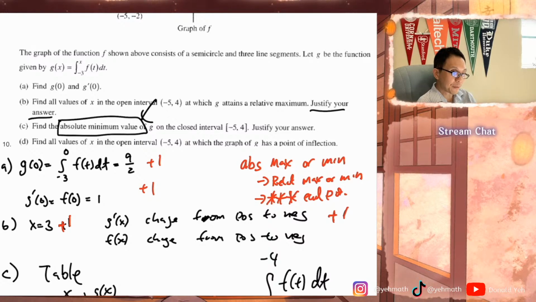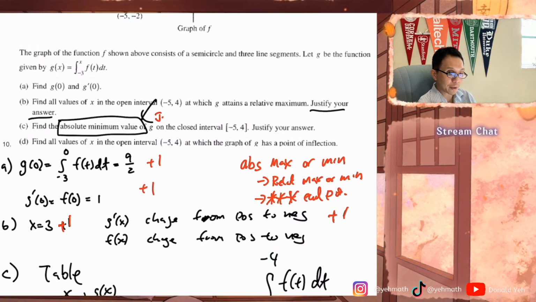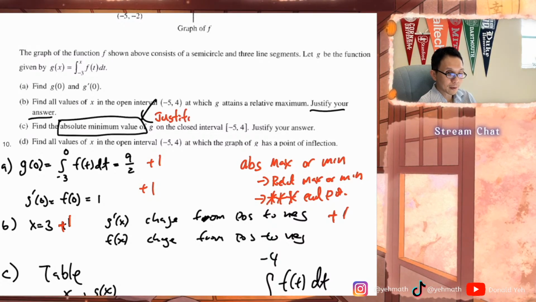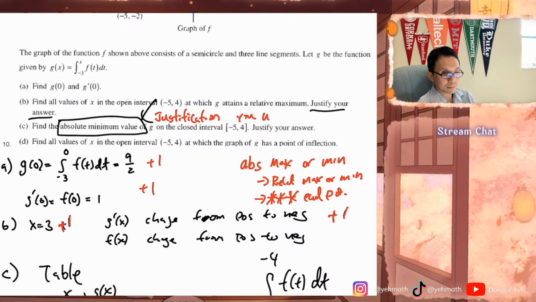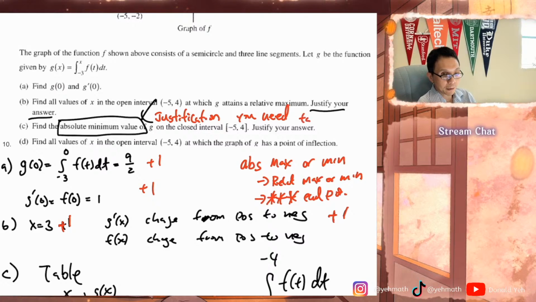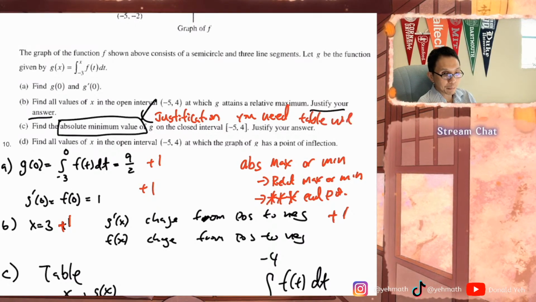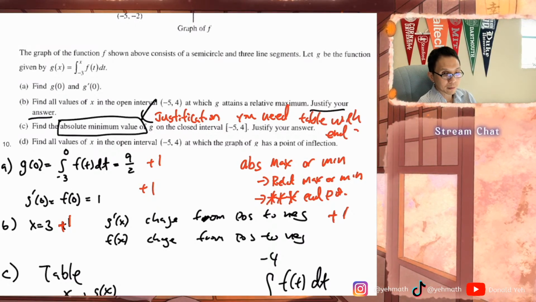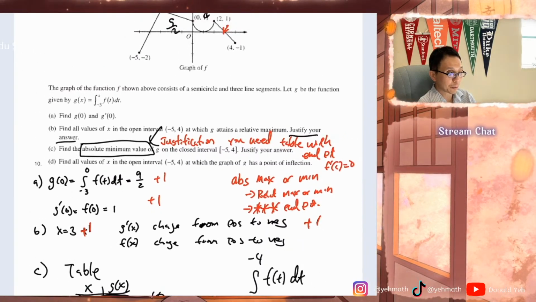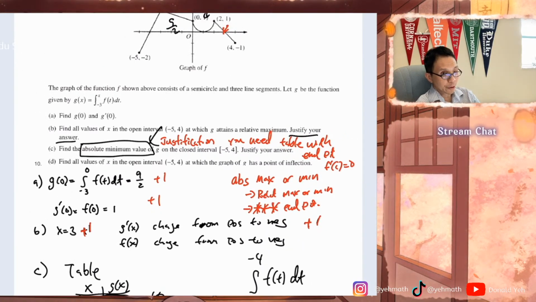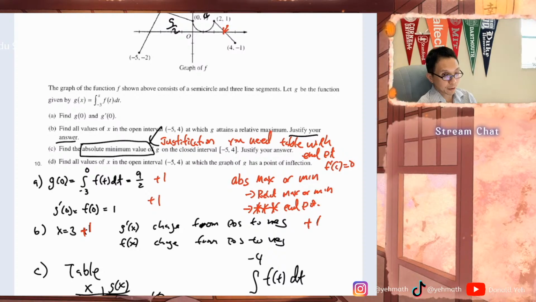And if I want a justification, you need a table. A table with endpoints, as well as critical points. So you need 3 points at least, minimum. So there are 2 endpoints and there are 2 critical points.